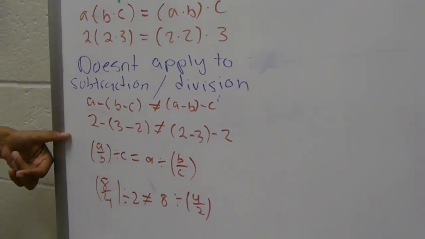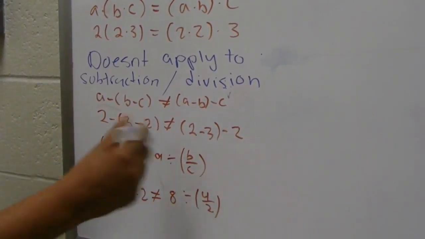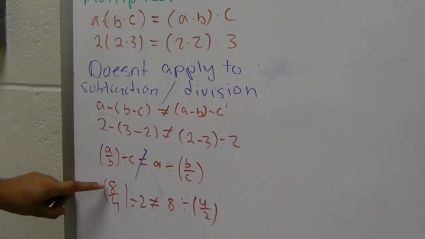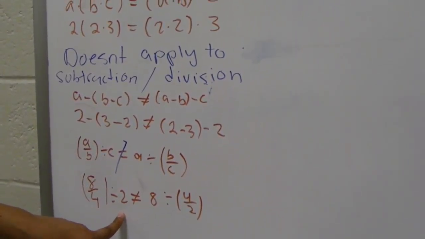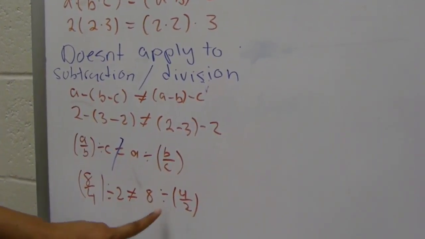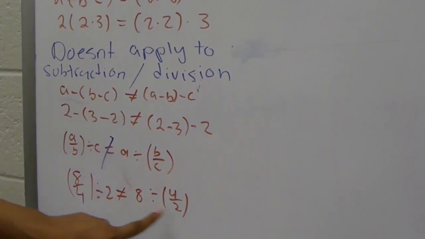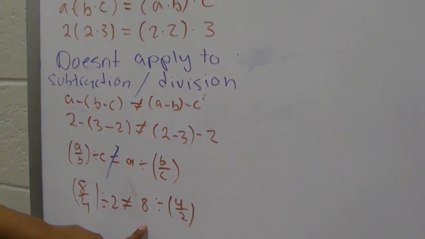We also have that division is not associative. So then, 8 divided by 4 is 2, and then 2 divided by 2 is 1. On the other hand, we have 4 divided by 2 is 2, and 8 divided by 2 is 4. So 1 is not equal to 4.